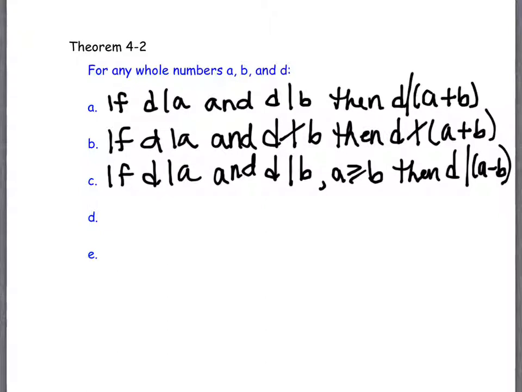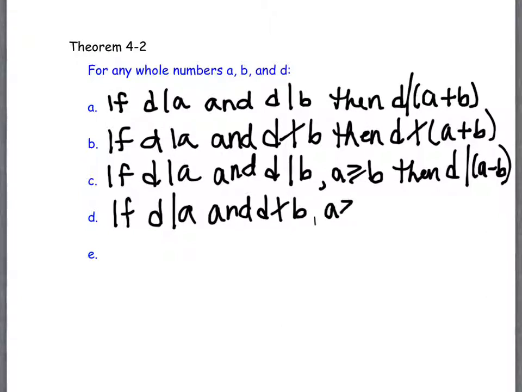All right, the fourth one, excuse me, part D, looks a lot like the conditions on part B. If D divides A and D does not divide B, we're still working with A greater than or equal to B just so that we stay in the whole numbers. Then D does not divide A minus B. It's essentially the same analog we had before, right? If you make one piece of it different, the result is exactly the opposite too. Even minus odd is odd, so it's not divisible by 2. That's kind of what's going on.